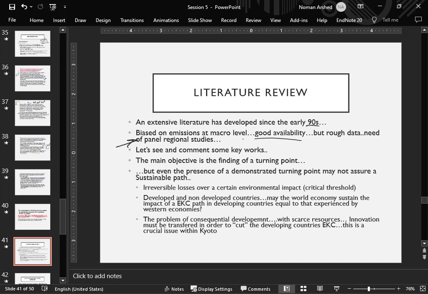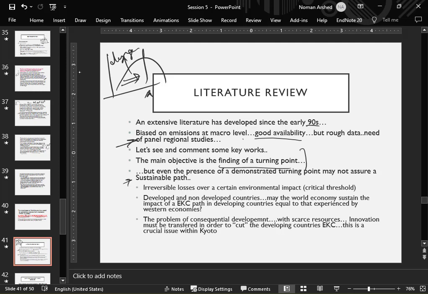When you do it at a country level, you only need one value for a country that is easily available. So the main objective of finding the turning point, the inverted U shape. But even the presence of a demonstrated turning point may not ensure a sustainable path. The presence of a turning point is not a solution. It is whether we are able to cross it, or how high the curve will be. The irreversible losses over a certain environmental impact. He's saying that in the time we take to cross this point, how much damage is already done.